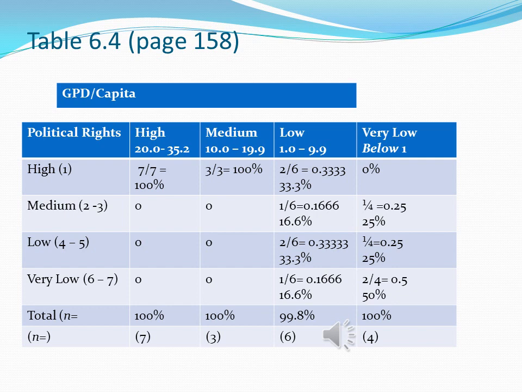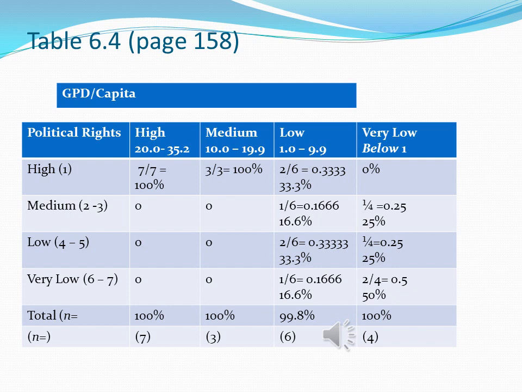Now look at the far right column, which is very low, below 1.0. For the high, the political rights high, 1, there's 0 frequencies for below 1, so it's 0%. For medium, 2 to 3, that's medium political rights, 2 to 3, and very low, below 1, it's 1 divided by 4 equals 0.25. 0.25 times 100 equals 25%.